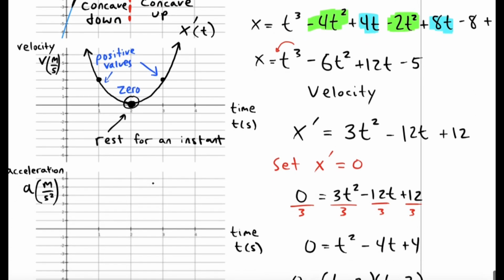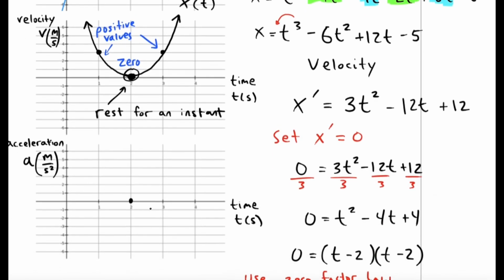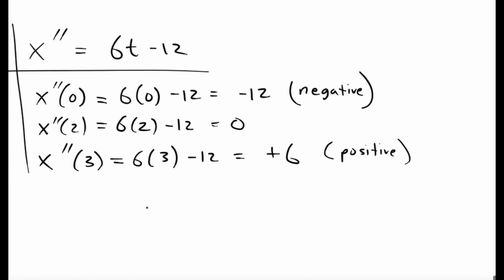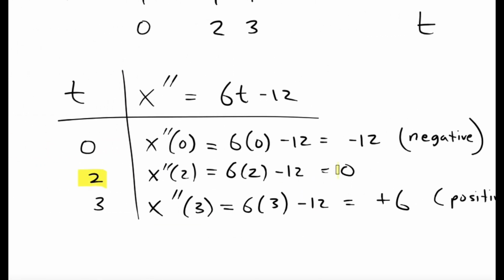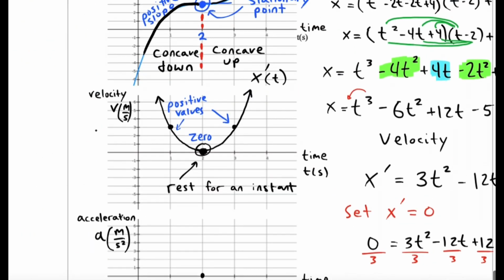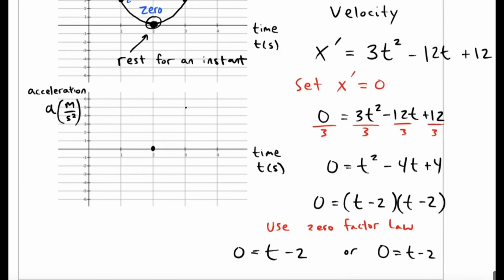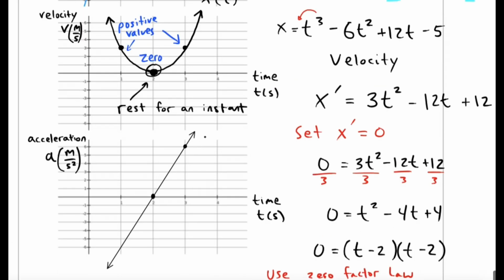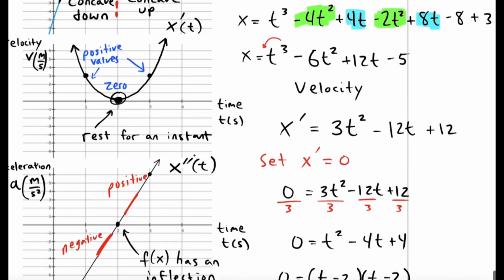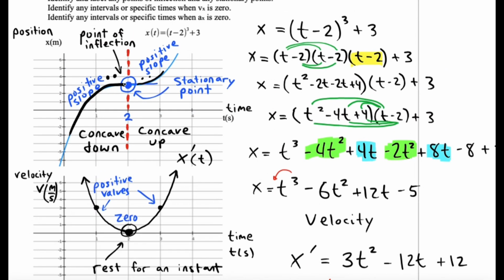Let's graph the acceleration function. I have some values I can do it with. I can do it with 2, 0 and 3, 6. It's just a linear function. There we go. This is called x double prime of t. We have to be able to find the locations of any mins and maxes or points of inflection. Here we didn't have a min or a max at all, but we do have a point of inflection.